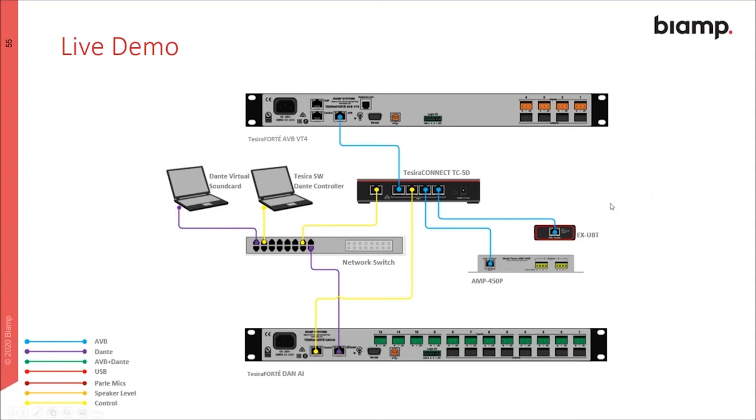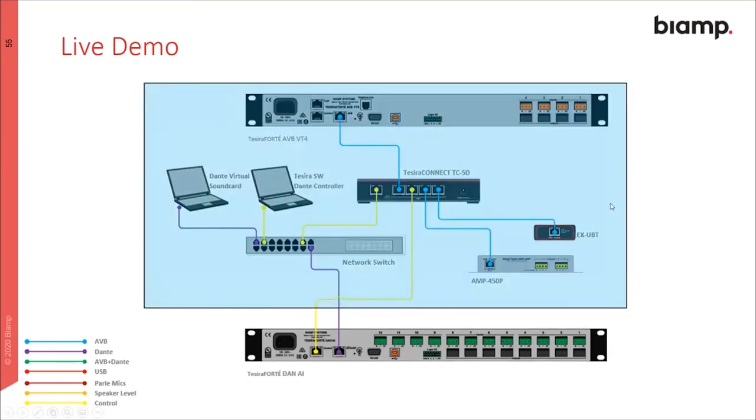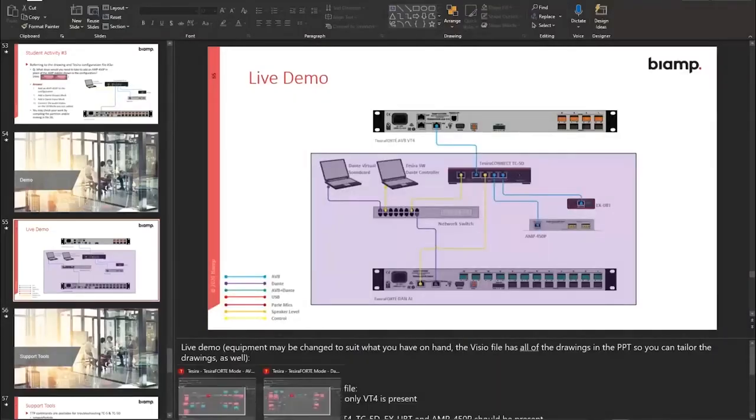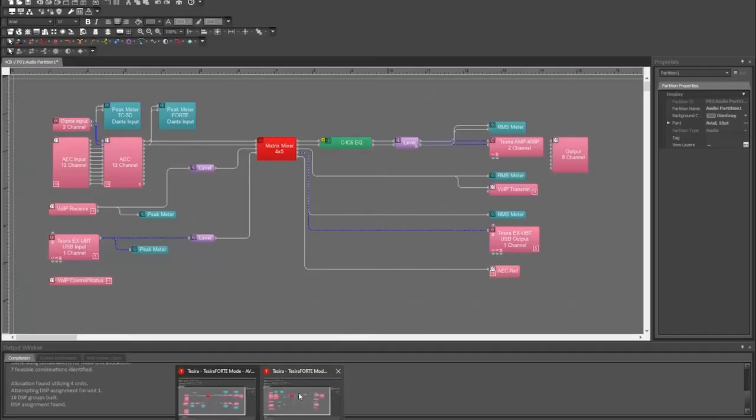So to begin with, we will look at the Tesira AVB system, where I'm going to bring in Dante audio, and in the second one I will show you a Tesira Dante system where I can add the Tesira AVB expanders, right? So let me get out of here and bring up the first demo, that is a Dante device on an AVB system.